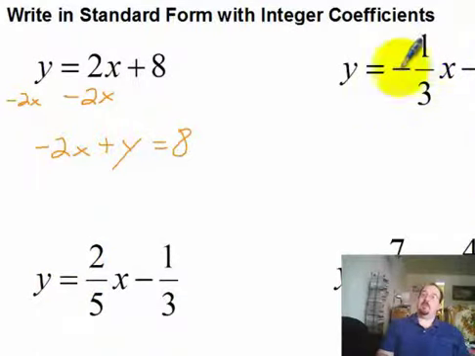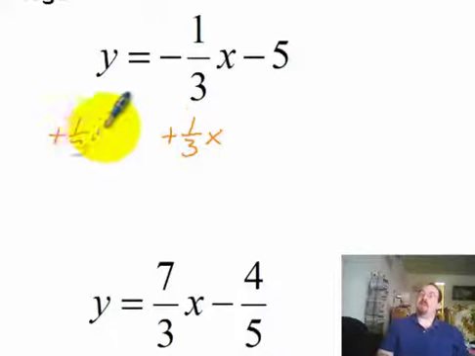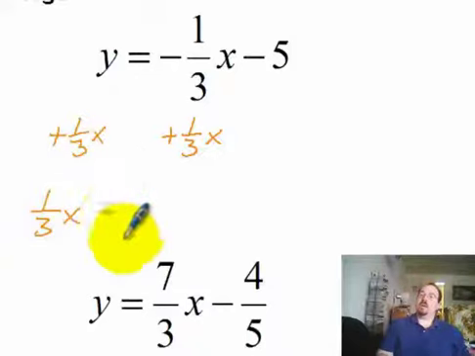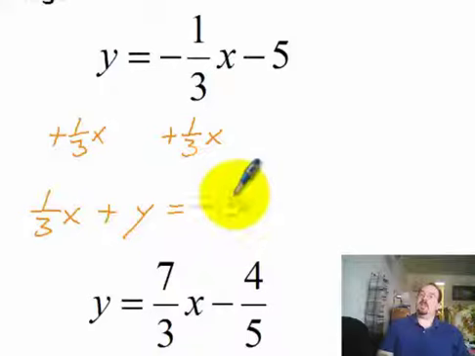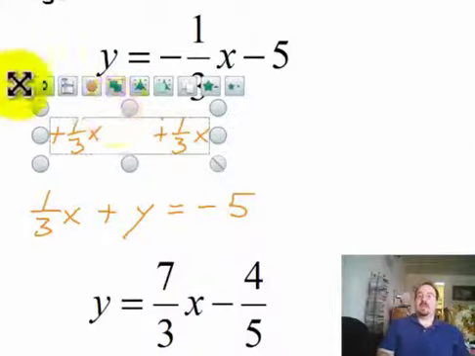The next problem I want to do, I'm going to move the x term over. Since it's negative, this time I'm going to add. So I add 1/3 x, and I get 1/3 x plus y equals negative 5. So far, not that different from the one we just did.